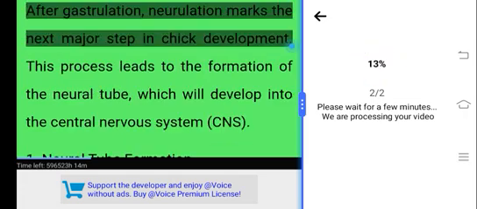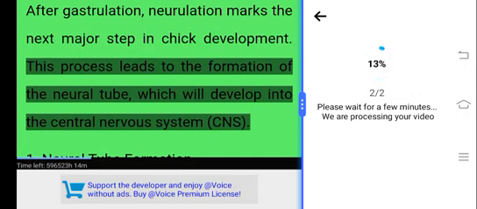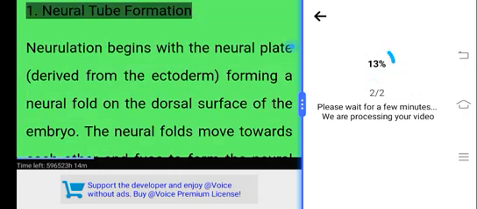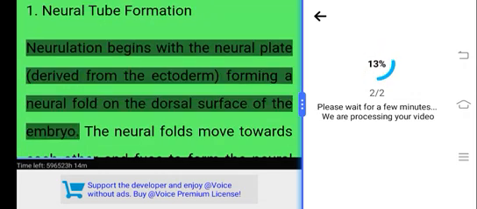Neurulation and organogenesis. After gastrulation, neurulation is the next major step in chick development. This process leads to the formation of the neural tube, which will develop into the central nervous system (CNS). 1. Neural tube formation. Neurulation begins with the neural plate, derived from the ectoderm, forming a neural fold on the dorsal surface of the embryo.